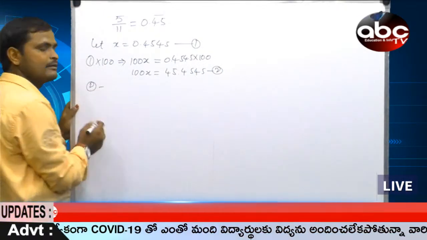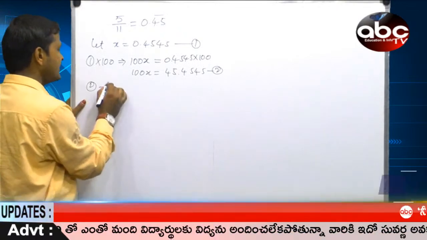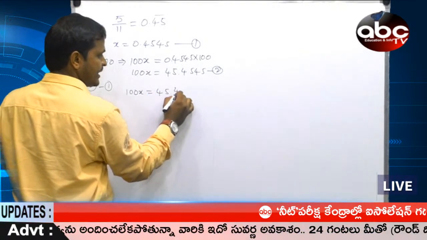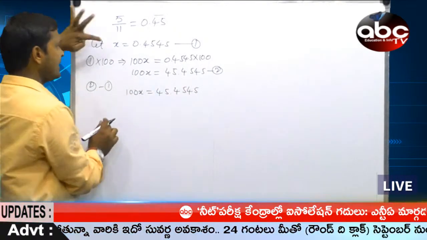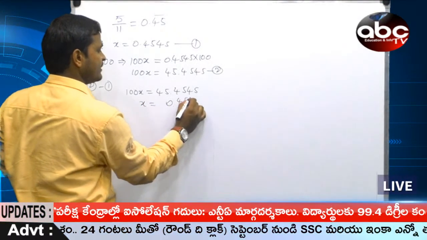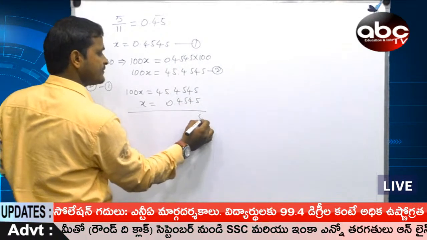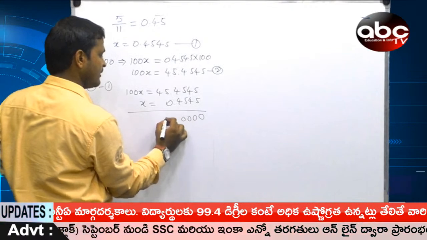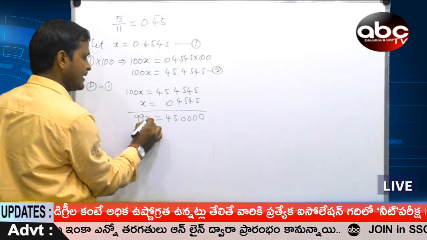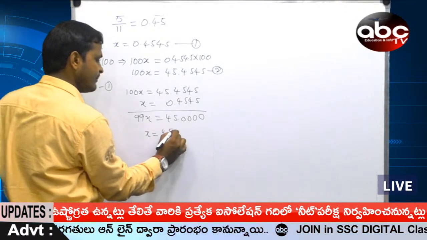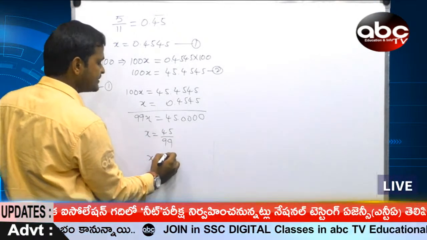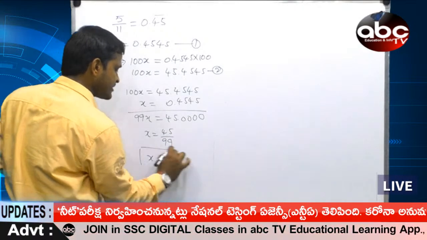Now subtract equation 1 from equation 2. 100x is equal to 45.4545. Now write equation 1, x is equal to 0.4545. 5 minus 5, 0, 0, 0. Okay, 45 is equal to 100 minus 1, 99x. x is equal to 45 by 99. 5 table, 9 5s are 45, 9 11s are 99, means 5 by 11. Is it clear, students? Very simple.